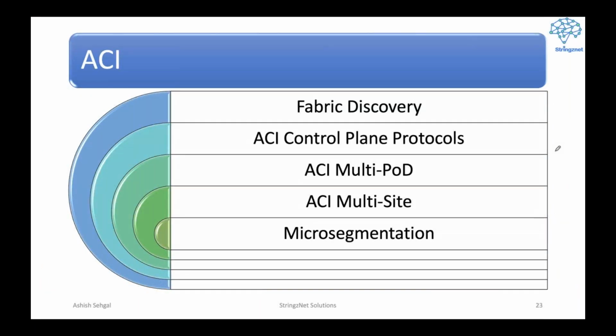For example, the very basic portion of ACI is the fabric discovery or fabric provisioning, which is our day 0 task. We do have a lab in order to perform this day 0 task. We do have certain advanced labs available, for example, ACI multi-pod, ACI multi-site, and of course, micro segmentation in ACI.